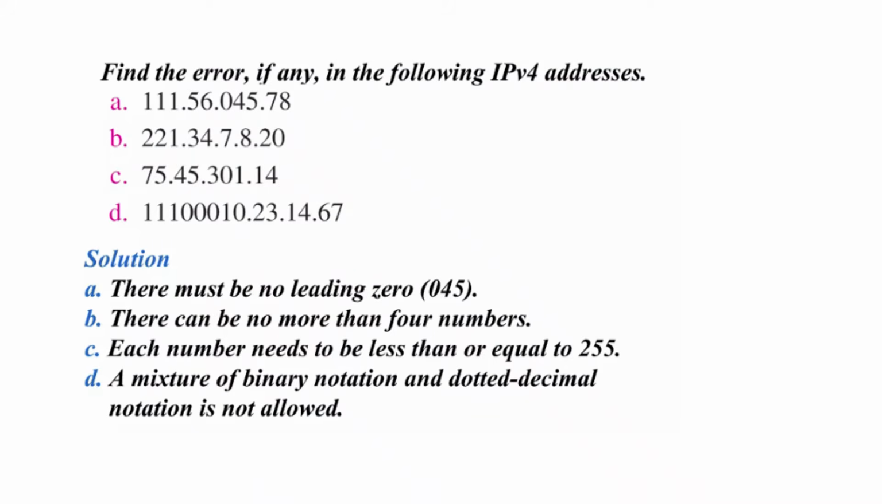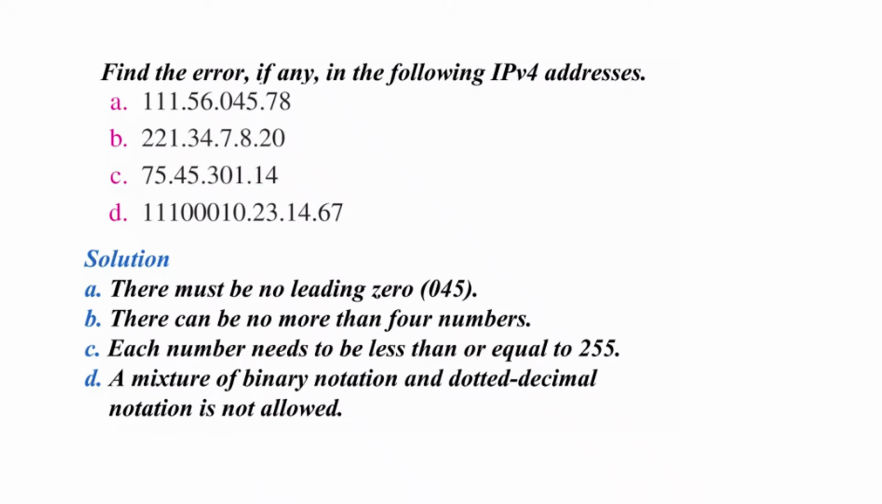And the second IP address, 221.34.7.8.20. There can be no more than 4 numbers. Actually you have only 4 parts, and each and every part is separated by a dot. So in this second question, this IP address consists of 5 parts, so it is not valid.